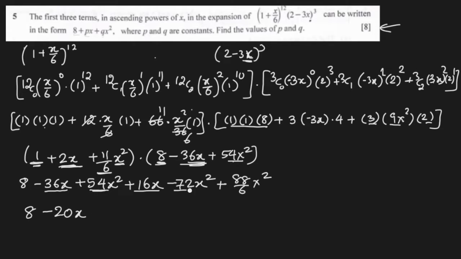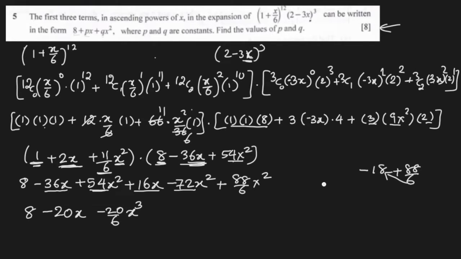54x squared minus 72x squared will be minus 18x squared. Yes, and now we have to add 88 over 6 to this. So 18 times 6 will be 108, minus 88 will be minus 20 over 6 x cubed.